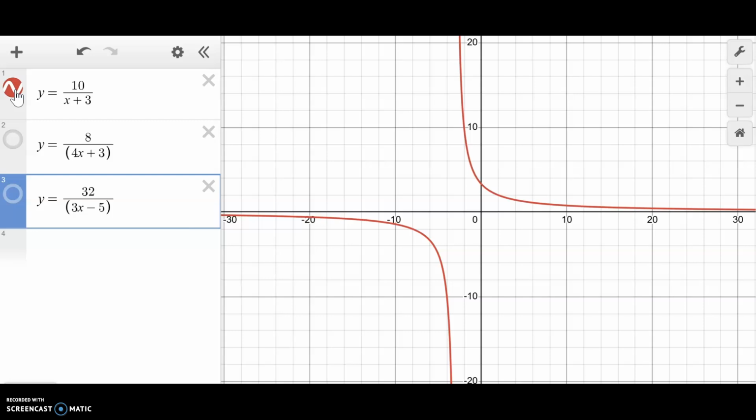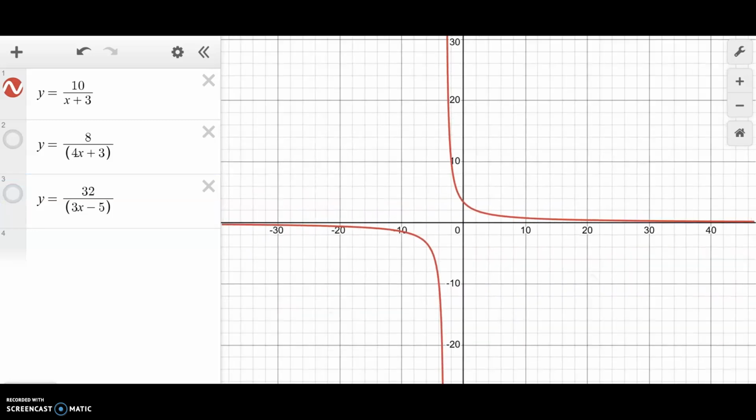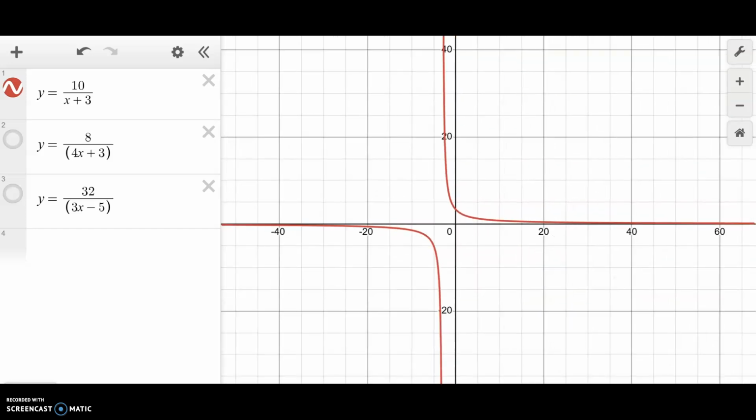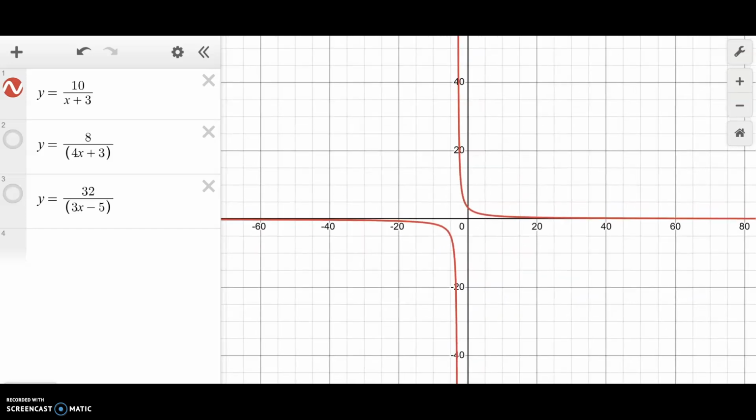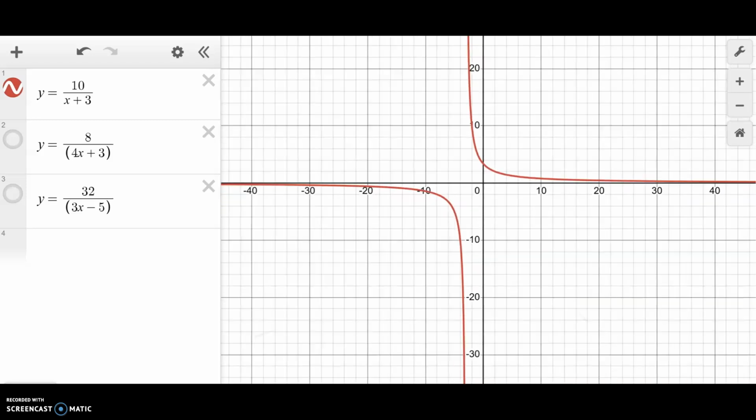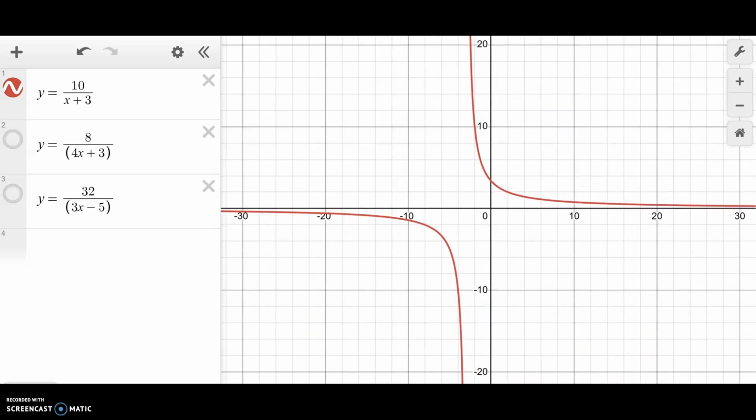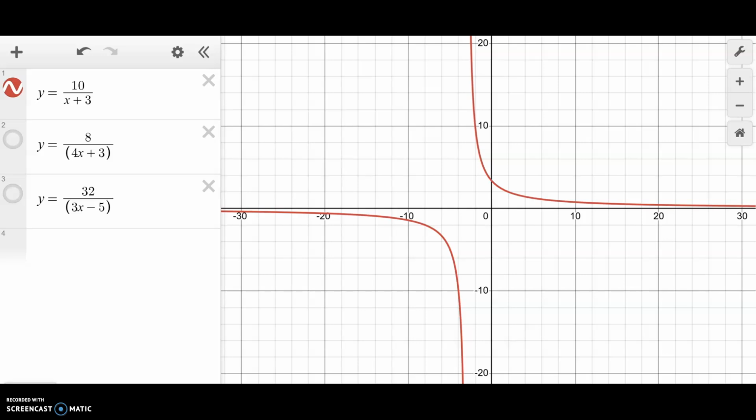Y equals 10 over the quantity x plus 3. So we see a hyperbola here. No surprise that we have a vertical asymptote here, vertical asymptote at x equals negative 3. But we're interested in the horizontal asymptote. So if I zoom out, zoom out, we can see that my horizontal asymptote appears to be y equals 0. Okay, so for that first function, it looks like the horizontal asymptote is y equals 0.